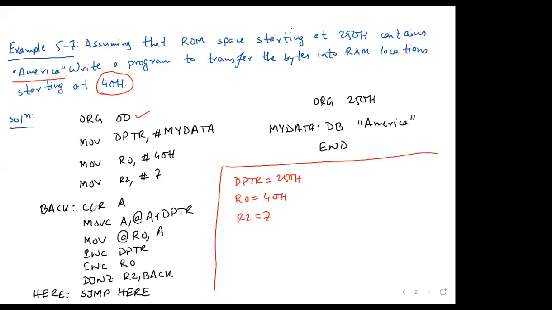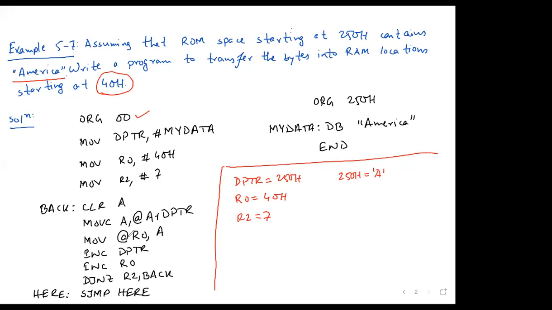Now over here, clearing your accumulator. All right, so MOVC A, @A+DPTR. So in this line, what is the address that will be formed? A is 0, DPTR is 250H. So the address that will be formed is 250H, right? Yes, sir. And what is there in 250H? The ASCII of capital A. So you are moving the ASCII of capital A to this accumulator.